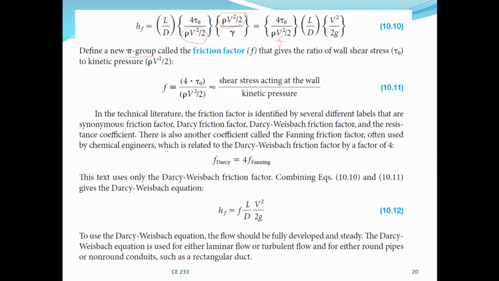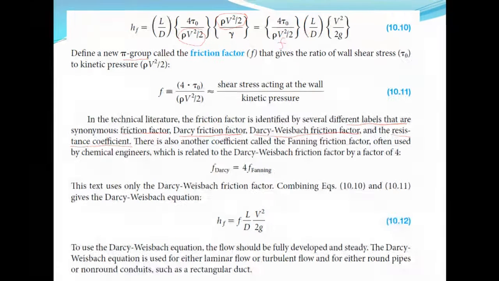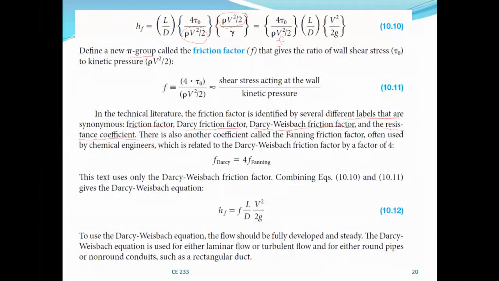So this is called the Weisbach friction factor, and the resistance coefficient. Okay, so like I said, it has different names. Friction factor, that's the Weisbach friction factor, and resistance coefficient. And there's also another coefficient called the fanning coefficient, which is usually used by chemical engineers. Okay, and the Darcy friction factor is 4 times the fanning coefficient.